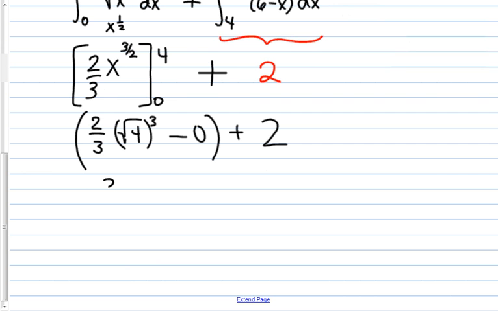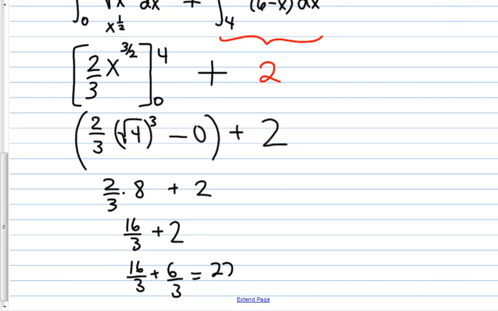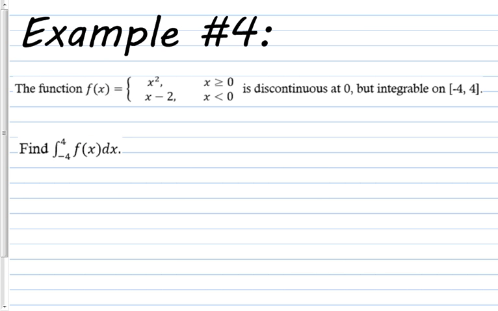So let's see, 2/3 times 2 cubed, which is 8, plus 2. 2 times 8 is 16, 16 over 3 plus 2, so that's 16 over 3 plus 6 over 3, which is 22 over 3. And there's my answer.